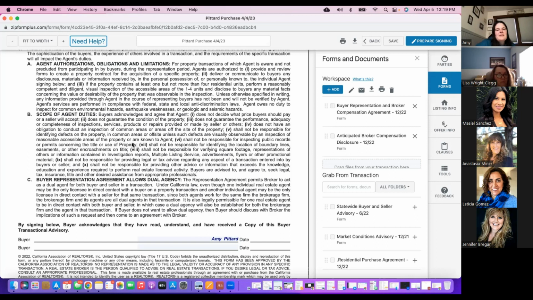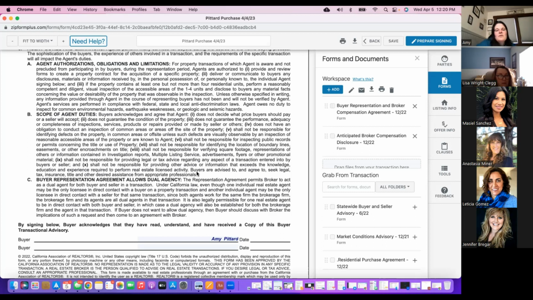reasonably accessible areas of the properties or are known to agents, shall not be responsible for inspecting public records or permits concerning the title or use of property, shall not be responsible for identifying the location of the boundary lines, easements, or other encroachments on title, shall not be responsible for verifying square footage representation of others or information contained in investigation reports, multiple listing service, advertisements, flyers, or other promotional materials, shall not be responsible for providing legal or tax advice regarding any aspect of the transaction entered into by buyers or seller, and shall not be responsible for providing any other advice or information that exceeds the knowledge, education, and experience required to perform a real estate license activity.